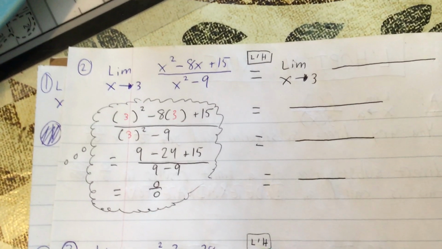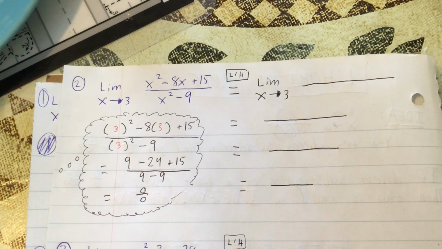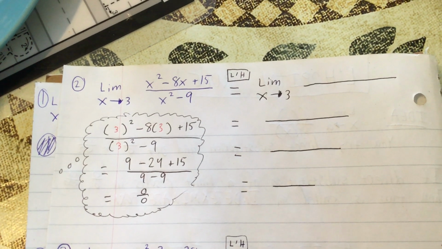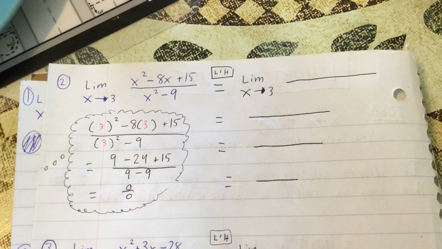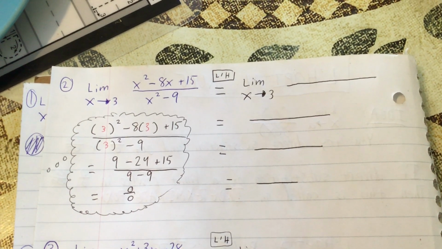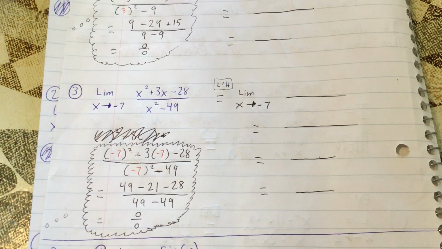See if you can do problem number 2 on your own. And I just spoiled for you the 0 over 0 part, because we both know that they're going to be 0 over 0. See if you can do problem number 2 independently. When you're done with that, see if you can do problem number 3 independently.